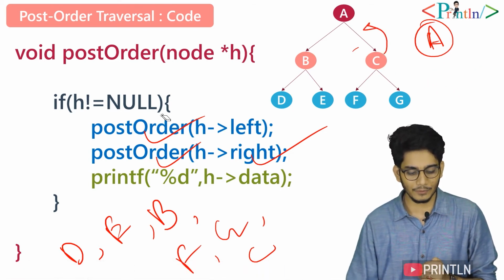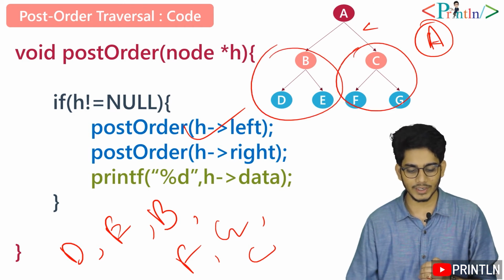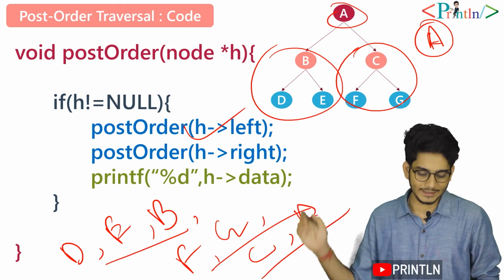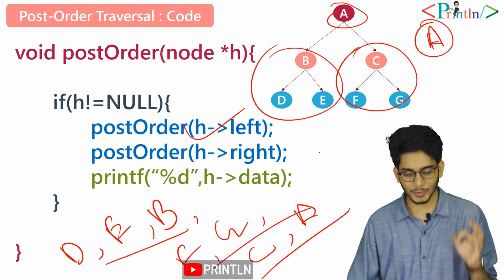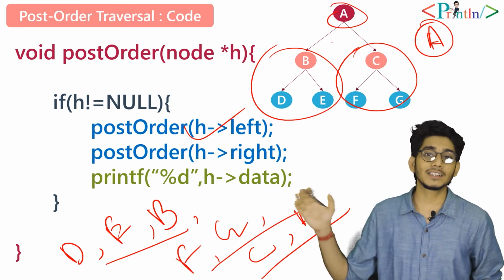For A, we have successfully traversed the left subtree and right subtree. Now we'll print the value of A. So you can see that this will be our output: D, E, B, F, G, C, A. I think this portion is clear.